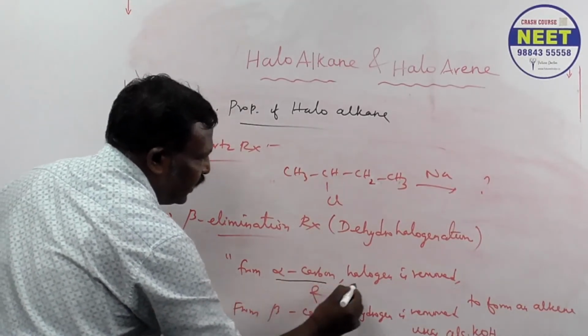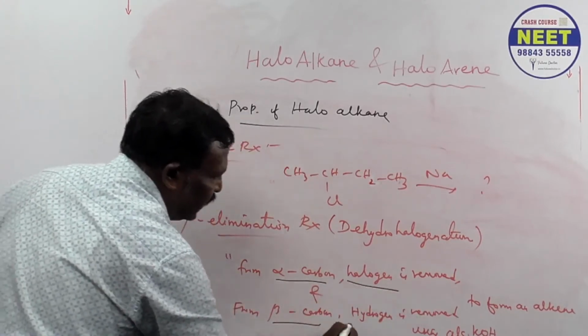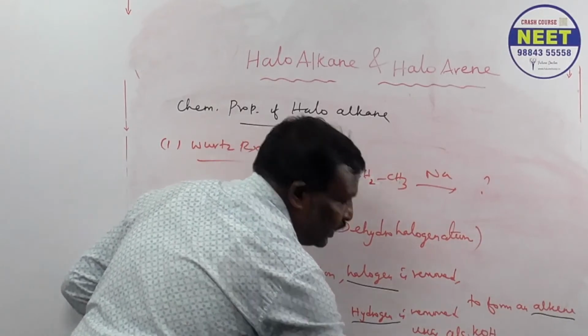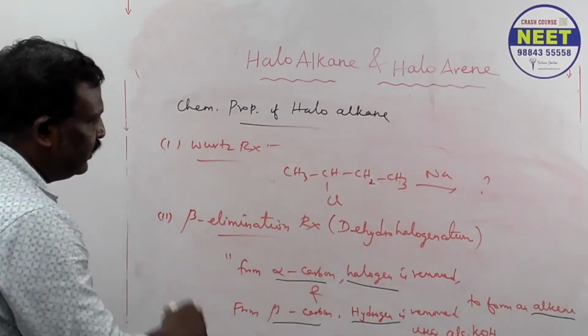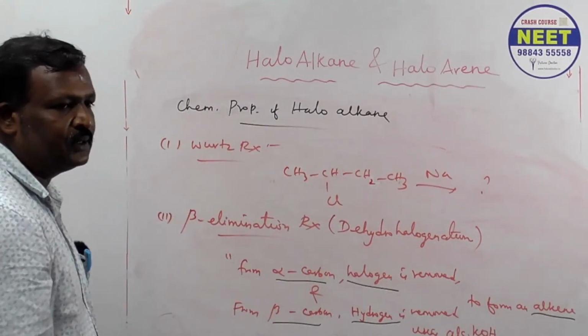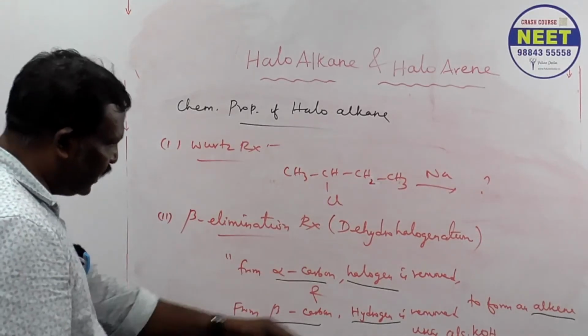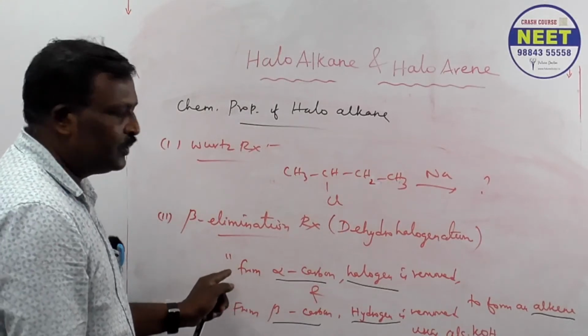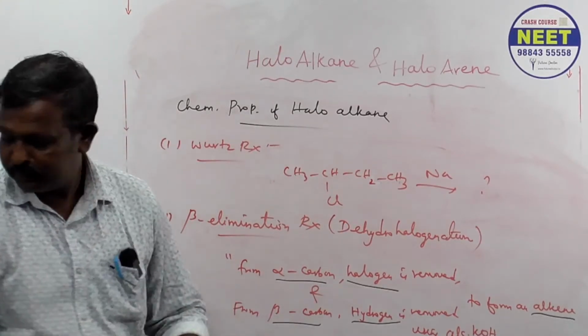From alpha carbon, halogen is removed. From beta carbon, hydrogen is removed to form an alkene using alcoholic KOH. Alcoholic KOH is very important. Okay, if you put aqueous KOH, we are not getting this product. We are not getting alkene. Okay, that's the concept. Okay, see, one example I'll give.